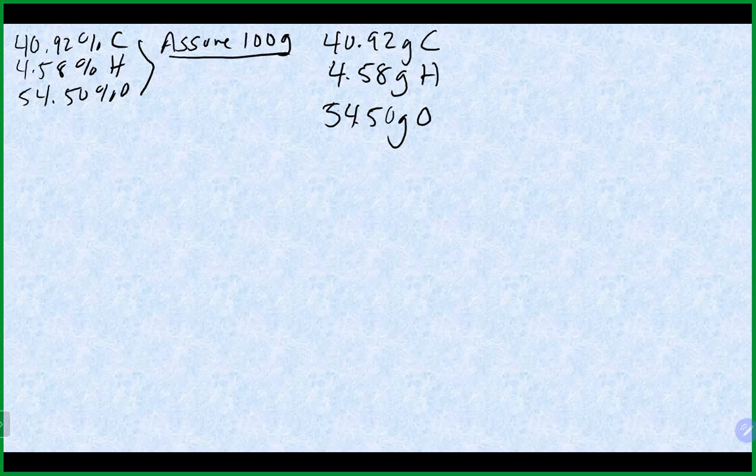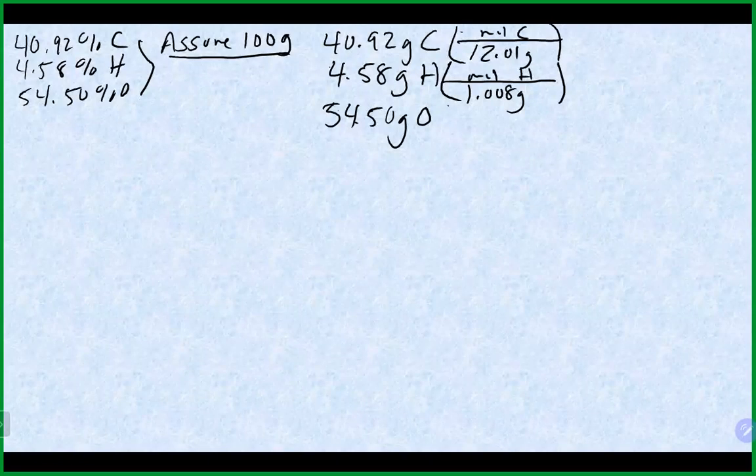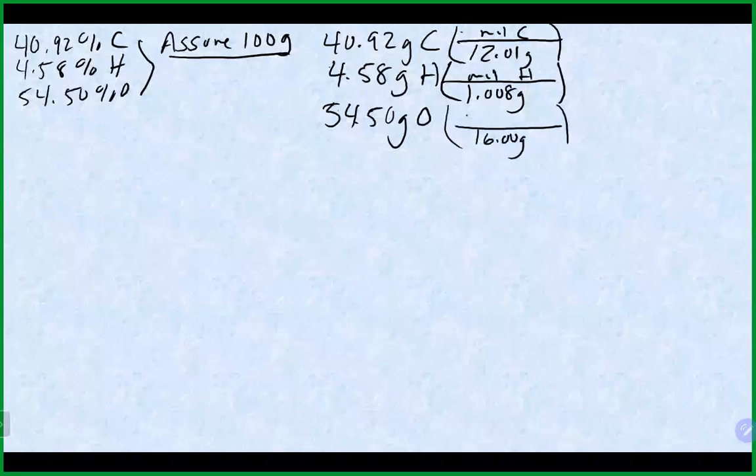So that's going to require us to go to the periodic table. And if we look on the periodic table, we see that carbon is 12.01 grams per mole. Hydrogen from the periodic table is 1.008 grams per mole. And oxygen from the periodic table is 16 grams per mole. So using the molar mass from the periodic table, we're going to convert all these guys into moles.